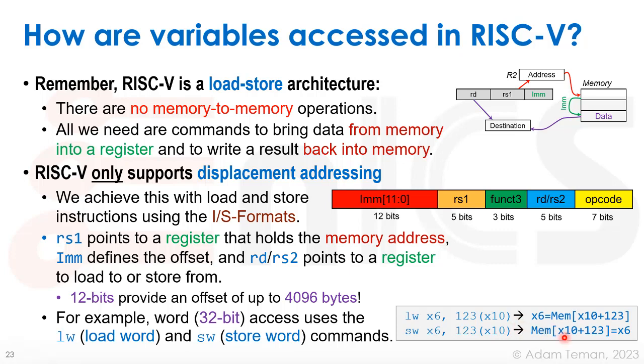That means that we're going to put whatever is stored inside x6 into the memory address at x10 plus 123. In this case, we're going to use RS2. That's the S format. x6 is going to be the actual data that we want to store. It's not going to be a destination. It's going to be the data that we want to store there. And RS2, or the opposite, I can't remember which, is going to be the displacement addressing.